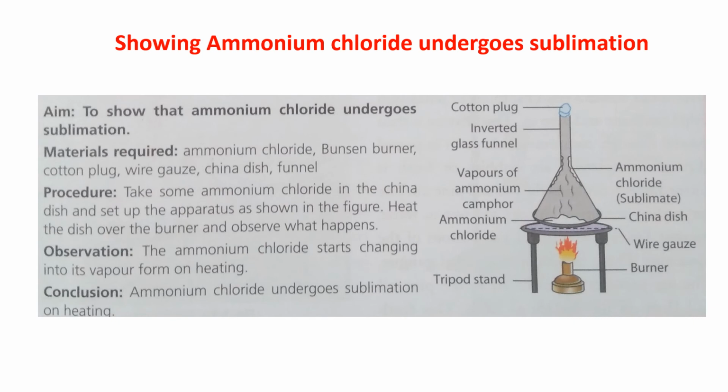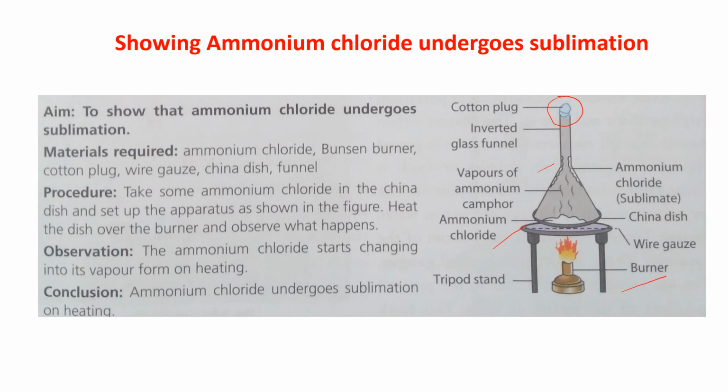Now this slide is showing that ammonium chloride undergoes sublimation. You all know that ammonium chloride is a sublime substance. To prove that ammonium chloride undergoes sublimation, take ammonium chloride in a china dish and set up the apparatus as per the separation method of sublimation. There is an inverted funnel and a wet cotton plug is placed. Now heat the ammonium chloride taken in the china dish with the help of a burner.